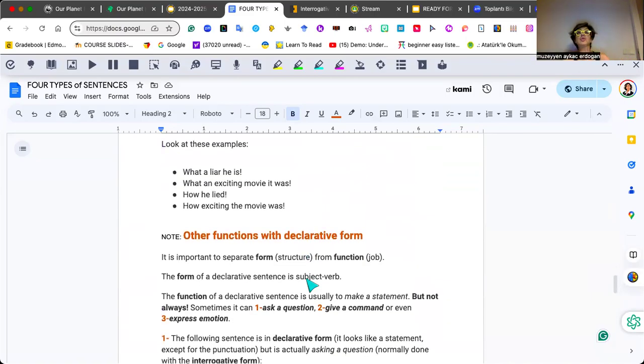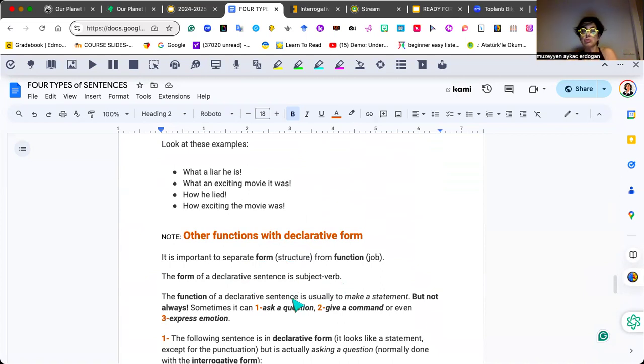To talk about the functions with declarative form. Şimdi, as it is written here, it is important to separate the form from function. Yani when we say form, it means the structure. When we say function, it is the job yani. The form of a declarative sentence is subject and verb.